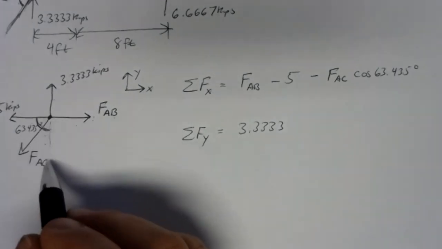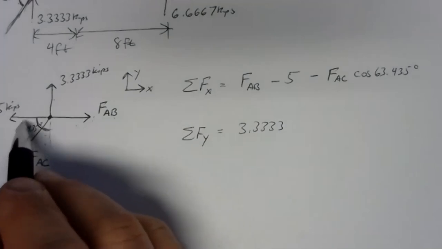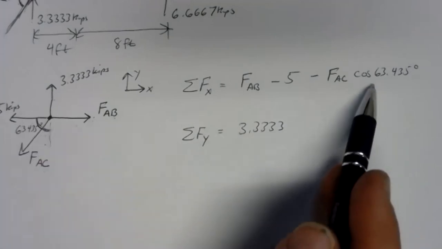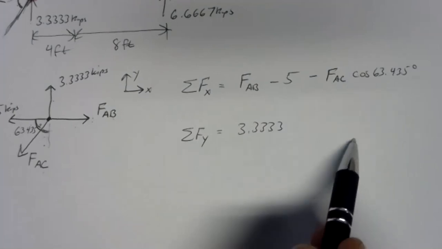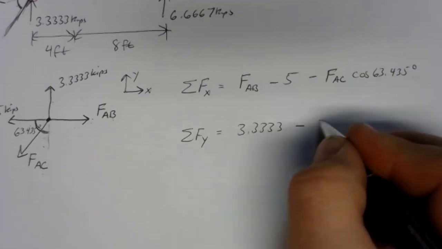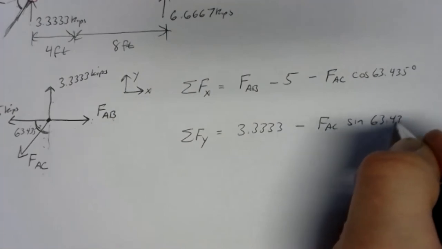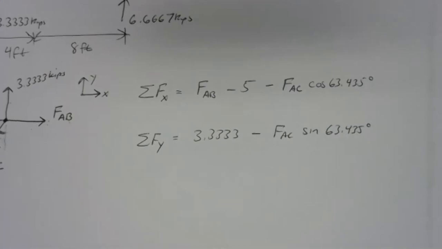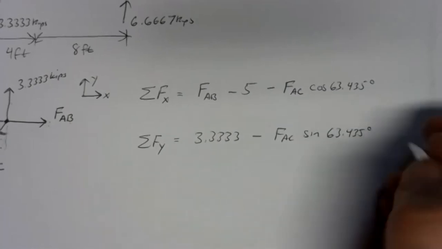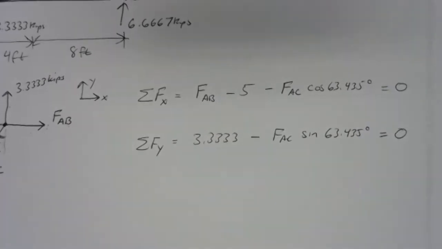And we're going to catch a piece of FAC. Which piece? Well, it's going to be the opposite side. It's going to be the vertical piece. It's the other part that we didn't see up here. So if you're pretty confident that this is cosine, you can be equally confident the other one's going to be sine. And that's down, so it's going to be minus FAC sine of 63.435 degrees. So those were our equations of equilibrium. Because this joint is in equilibrium, sums must be equal to 0.